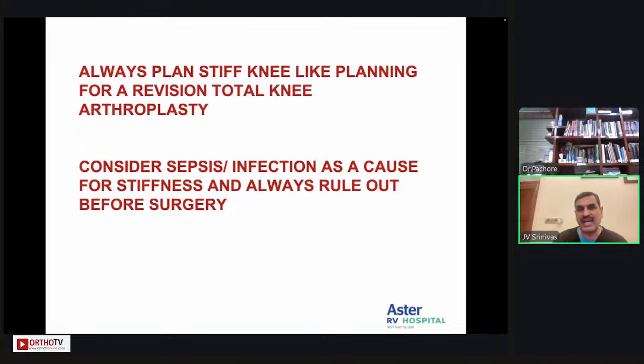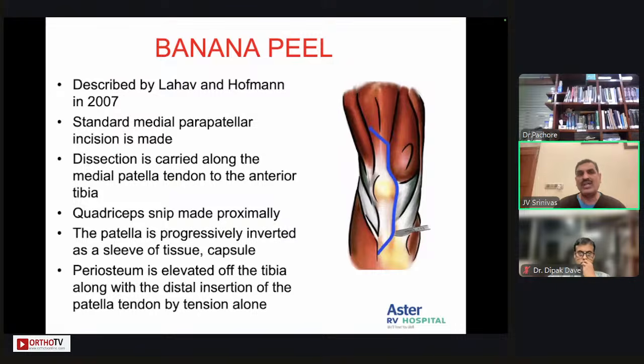So always plan stiff knee like planning a revision total knee replacement. It is not like a straightforward primary knee replacement. And before venturing into any kind of stiff knee, always consider sepsis and infection as a cause of stiffness and rule out these conditions before we go for a surgery on a stiff knee.